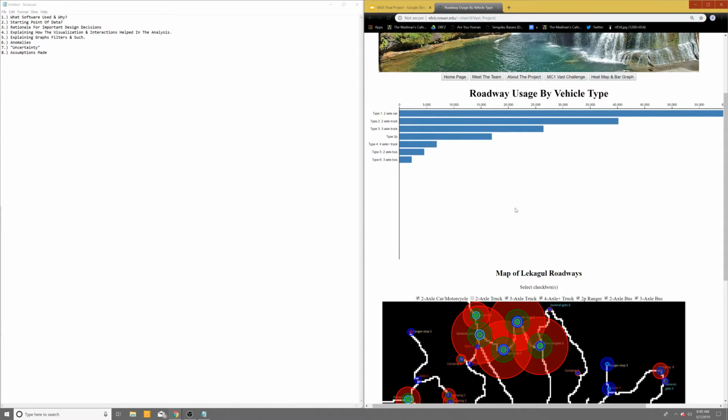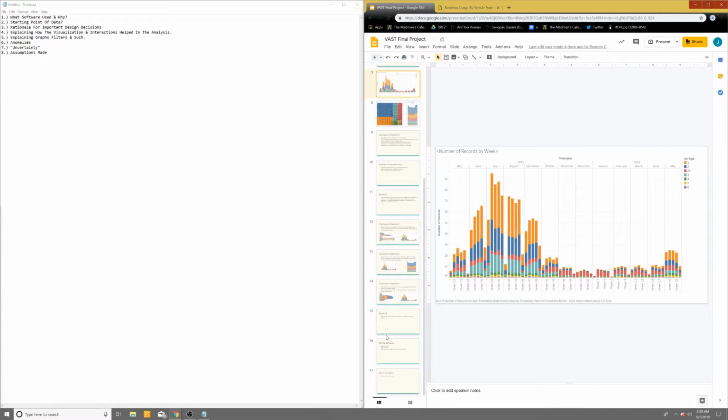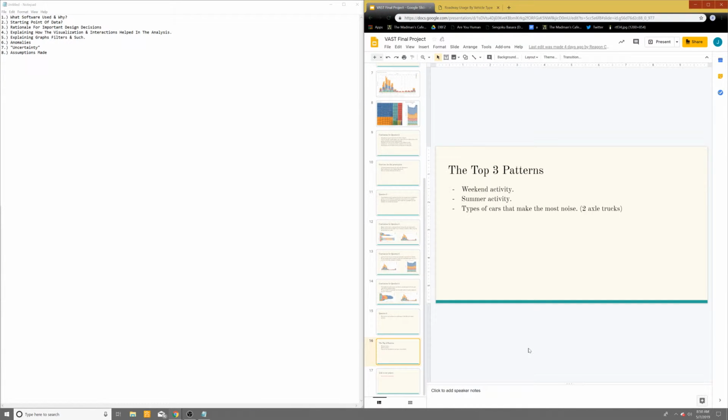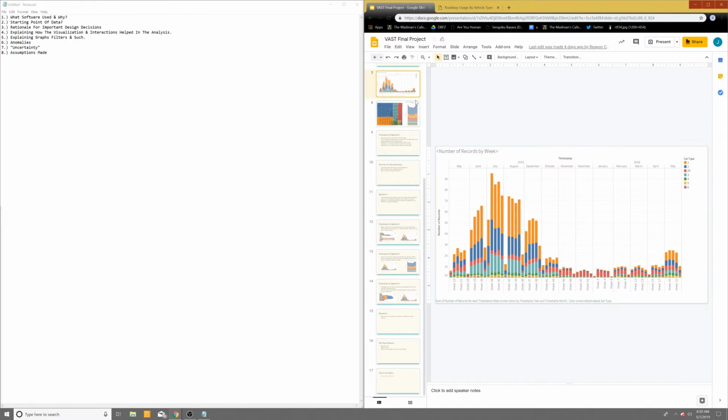That helps us move into the anomalies, and I will clump the anomalies with the assumptions made. The anomalies and the assumptions made are pretty much in our top 3 patterns: the weekend activity, the summer activity being very high, and the types of cars that make the most noise, which is the two-axle as it has the most data constantly. And you can see that the summer months right here have the most activity versus the winter months.